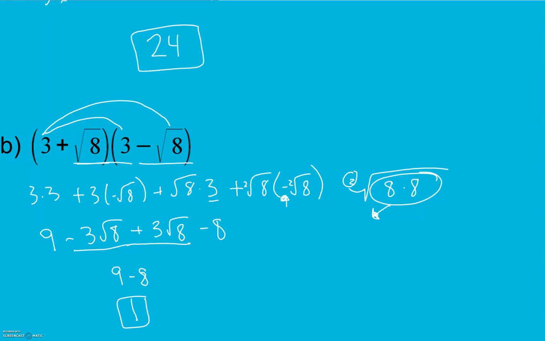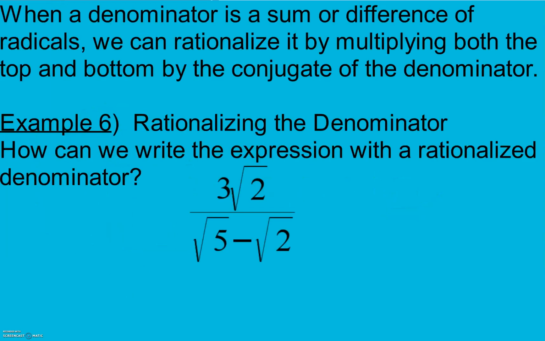because sometimes when we try and rationalize these, we're going to have a binomial in the denominator, and it's not going to be just finding a complete set here. So we're going to have to multiply by our conjugates to get real numbers in our denominator, because we never want to have radicals in our denominators or denominators in our radicals. So when a denominator is a sum or difference of radicals, we can rationalize it by multiplying both the bottom and the top, numerator and denominator, by the conjugate of the denominator. And we're multiplying by the conjugate of the denominator because that's the part we want to change.